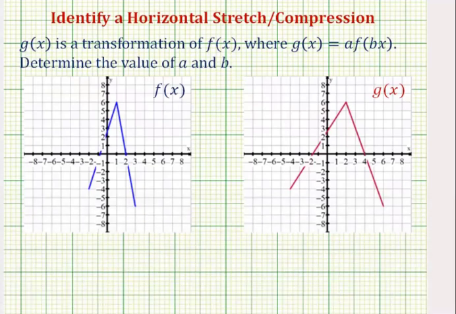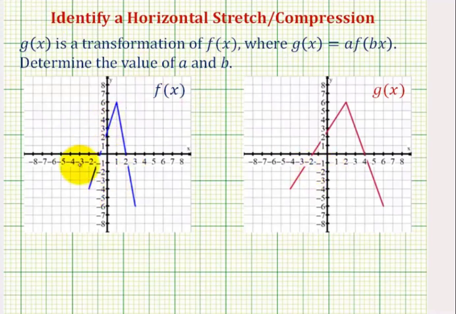Welcome to two examples of identifying a horizontal stretch or horizontal compression. g of x is a transformation of f of x, where g of x equals a times f of bx. We want to determine the value of a and the value of b. To do this, it's going to be helpful to analyze the coordinates of corresponding points.